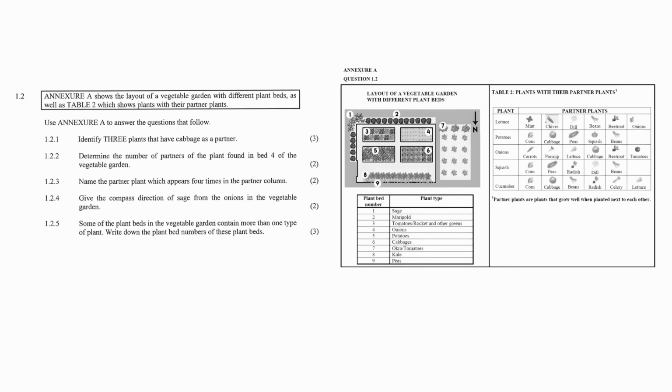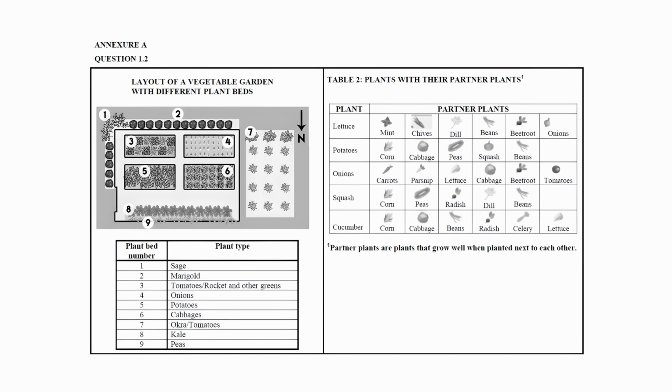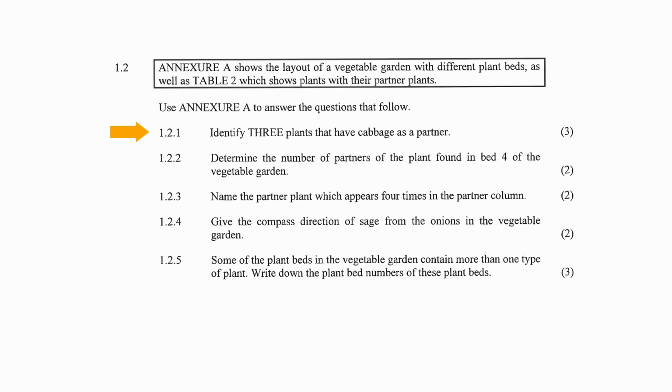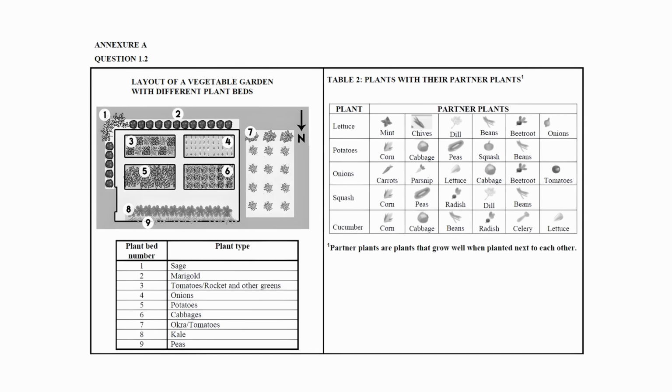Question 1.2 consists of 4 maps and plans questions designed to assess your understanding of layout plans. You are given a layout plan on Annexure A of a vegetable garden with different plant beds, as well as a table which shows plants with their partner plants. In question 1.2.1, you have to identify 3 plants that have cabbage as a partner. From table 2, 3 plants that have cabbage as a partner plant are potatoes, onions, and cucumber.